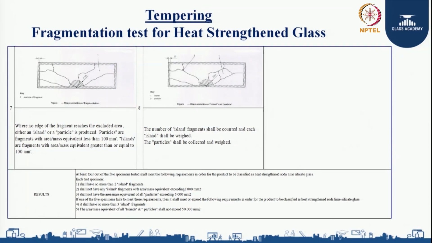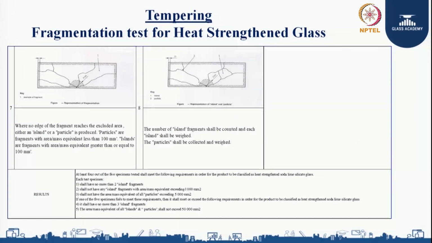At least 4 of the 5 specimens tested shall meet the following requirements in order for the product to be classified as heat strengthened soda lime silicate glass. The points are: it shall have no more than 2 island fragments, shall not have any island fragment with area by mass equivalent exceeding 1000 square millimeter, and shall not have the area by mass equivalent of all particles exceeding 5000 square millimeter.